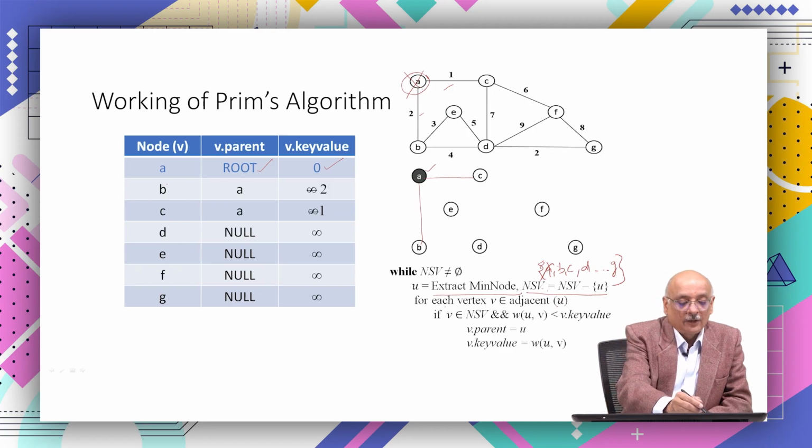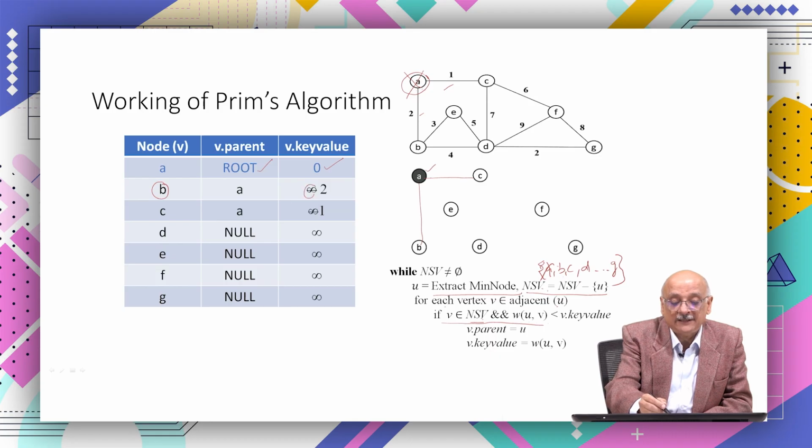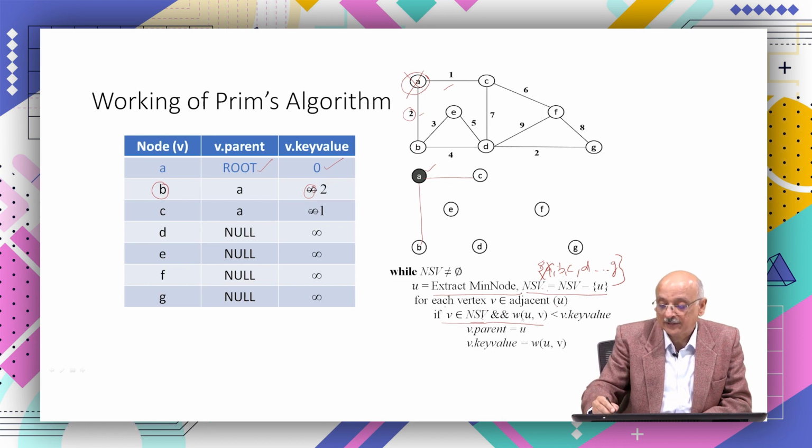Therefore, for node B, what we are doing here is checking if V is a member of NSV. Let's consider A to B first. Is B a member of NSV? Yes, because B, C, D, all these are members of NSV so far. So B is a member of the not selected vertices, and we check whether W(U, V) is less than the key value. It had a value of infinity, and this value is just 2, A to B is just 2. That is W(U, V).